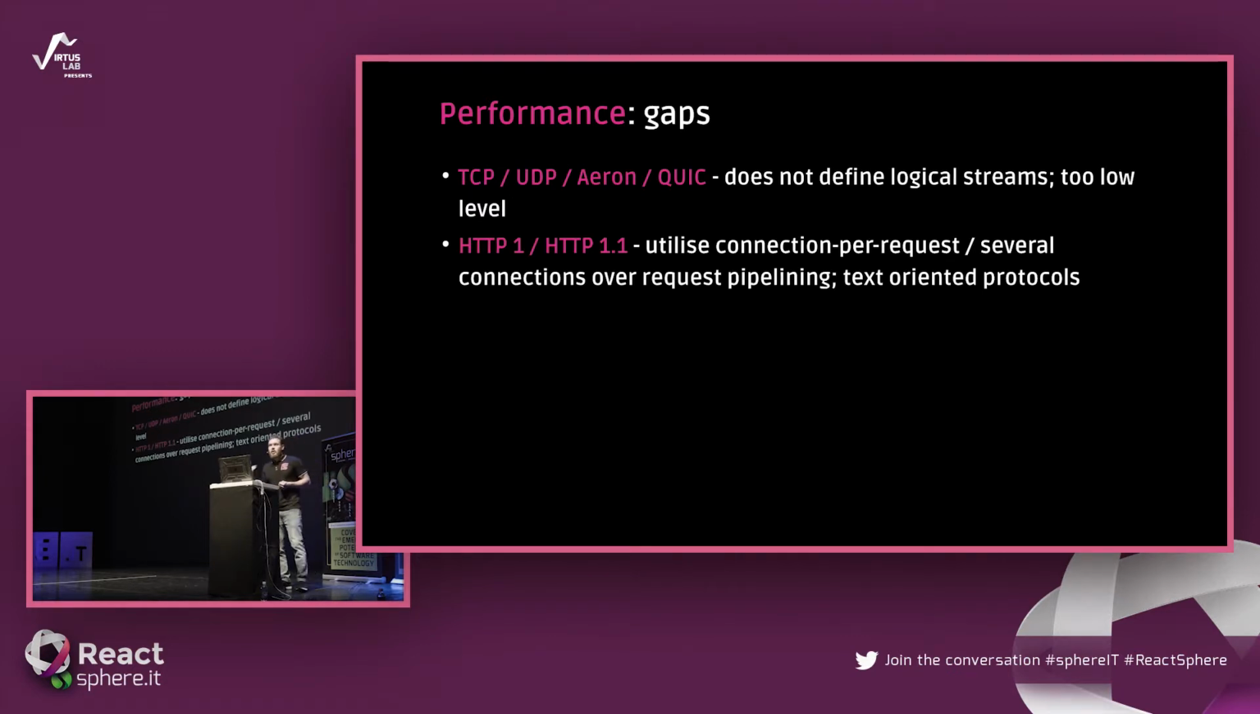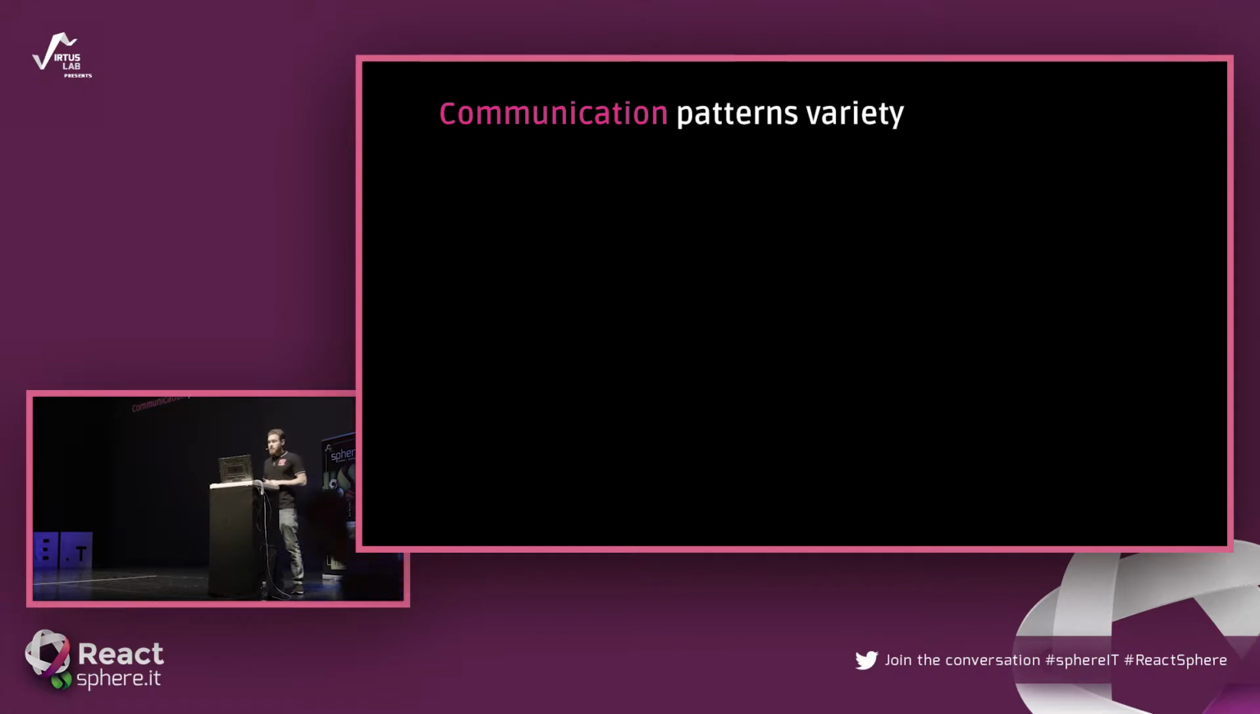Then HTTP 1.1 uses more than one connection. HTTP1 uses a connection per request, which is absolutely inefficient. It was upgraded with HTTP 1.1, but you still use a couple of connections, and you have to pipeline your requests, but sometimes it's not the best case. And of course, it was solved by HTTP2, but let's look at the communication.